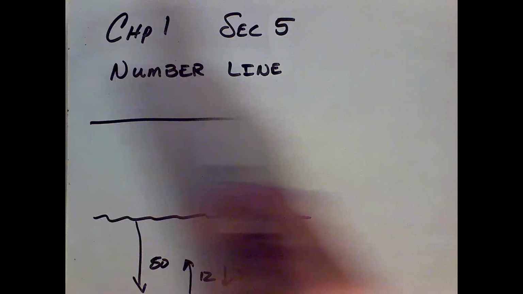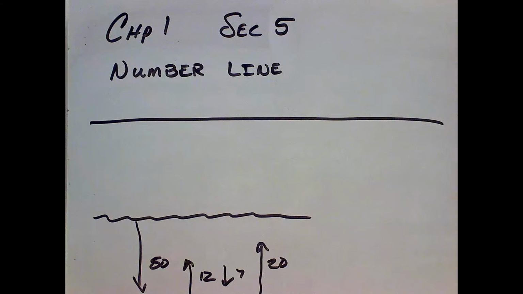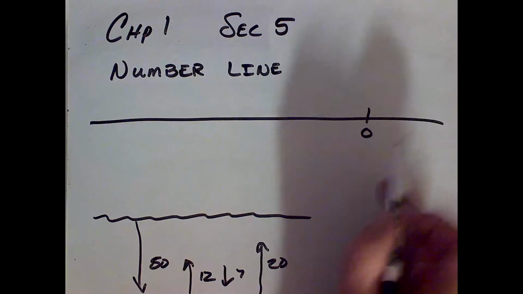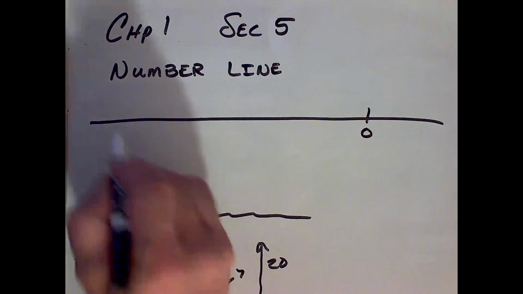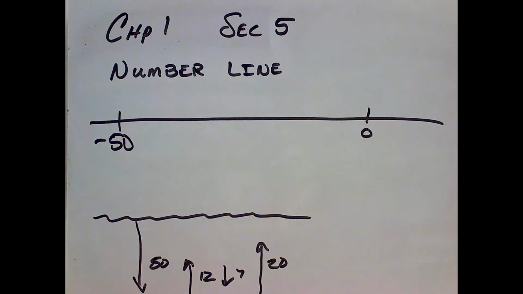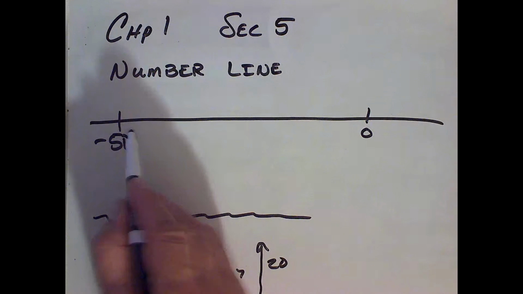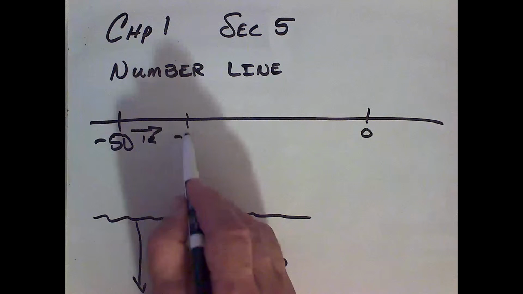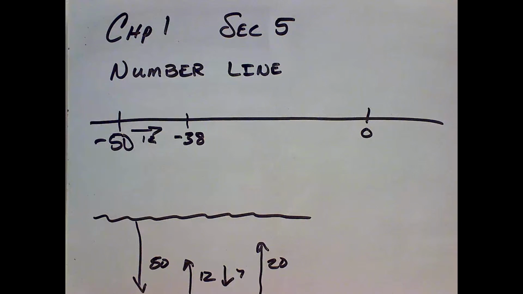Let's take a look. A number line goes like this. Where is our starting point? Well, our starting point is going to be at 0. Now I'm going to put 0 over here because I know I need to go back down to 50 feet, so a minus 50, right? Now I'm going to climb 12 feet, so I'm going to go back up this way 12 feet, which would leave me at minus 38 feet.